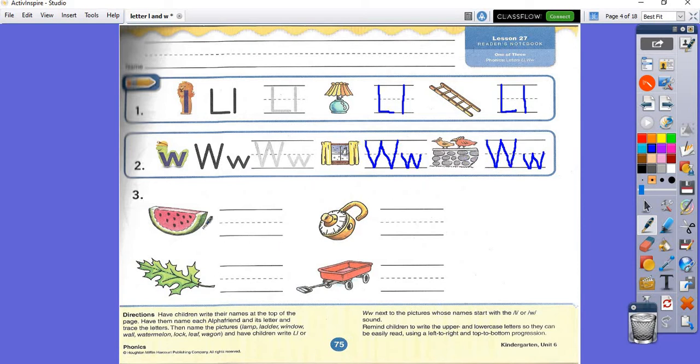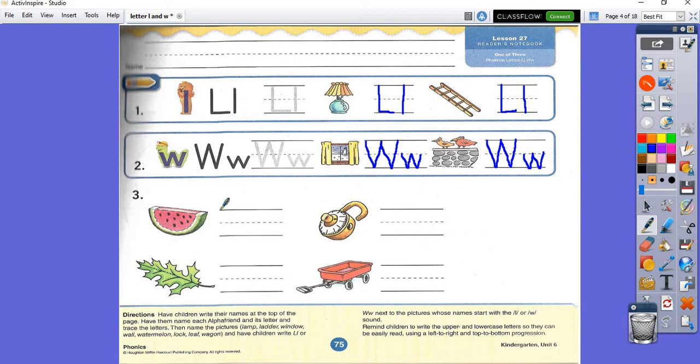Wow, what picture is this? We love to eat this, yes? We have this in summer. They have black seeds. This is watermelon. Very good. Watermelon starts with letter W.